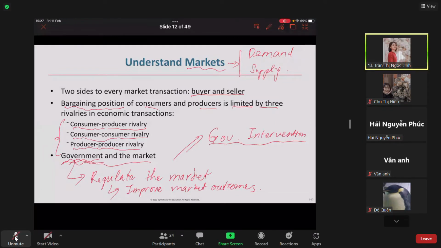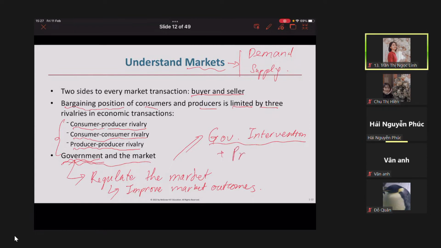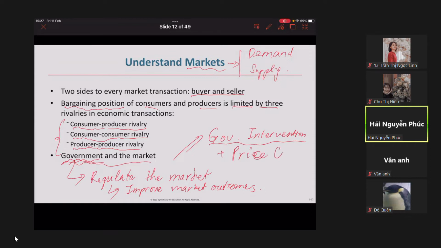Maybe reduce tax. Not exactly. It is called a price ceiling. Price ceiling. You already know it, right? Price ceiling. Know it?